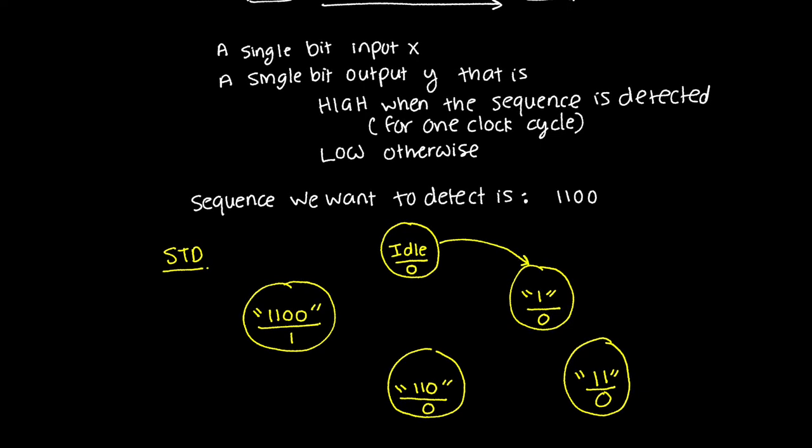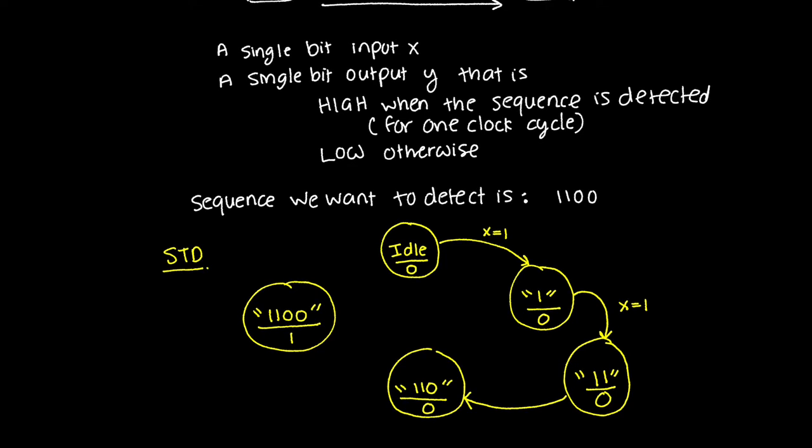So I'm going to label my transition with x equal to 1. If I'm in the 1 state and I detect a second 1 at the next clock cycle, because remember all these transitions occur only at the clock edge, then I will move on to the state that tells me that 2 successive 1s have been detected in basically 2 successive clock cycles.